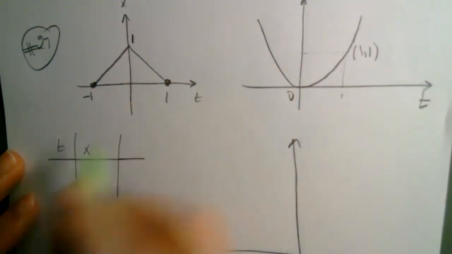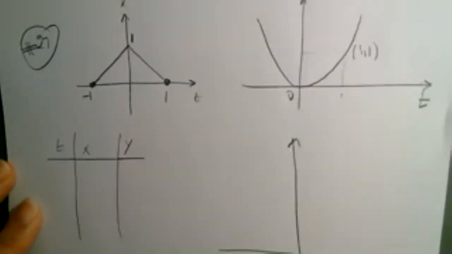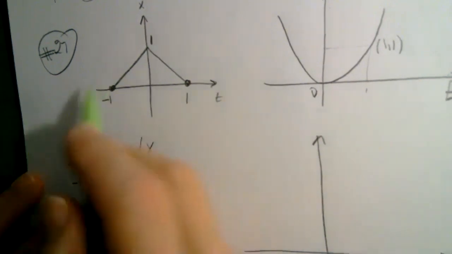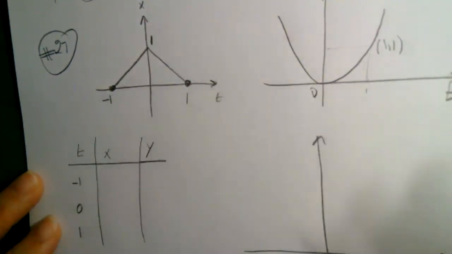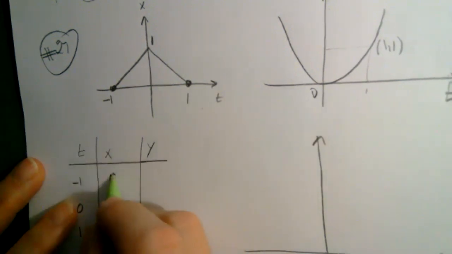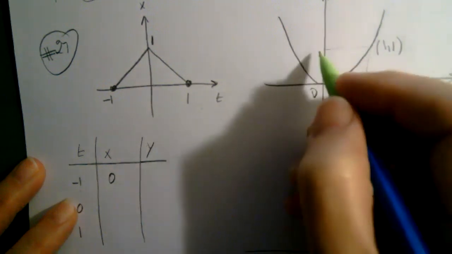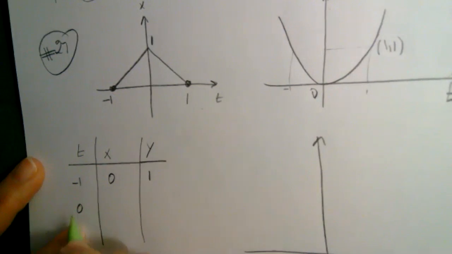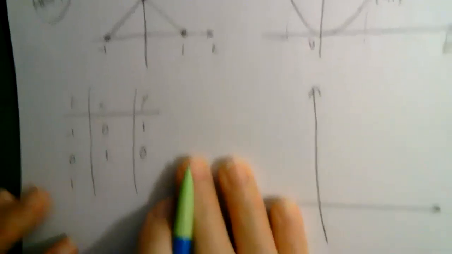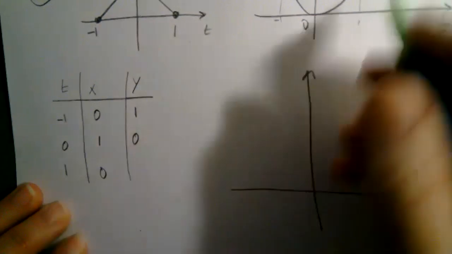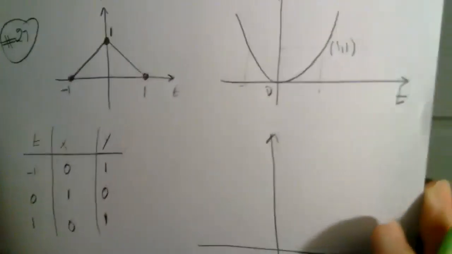This is the x coordinate at this given time, and this is the y coordinate. And the values that really make sense are -1, 0, 1, because this is what they gave us. At -1, the x coordinate is at 0, and the y coordinate seems to be at 1. At 0, the x coordinate is at 1, and the y coordinate is at 0. And finally, at 1, the x coordinate is at 0, and the y coordinate is at 1.